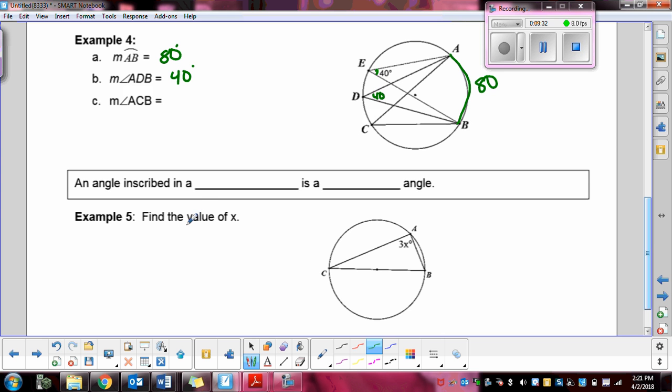And an angle inscribed in a semicircle is a right angle. Remember, a semicircle is 180 degrees, and if you divide that by 2, that'll give you 90 degrees, which is a right angle.